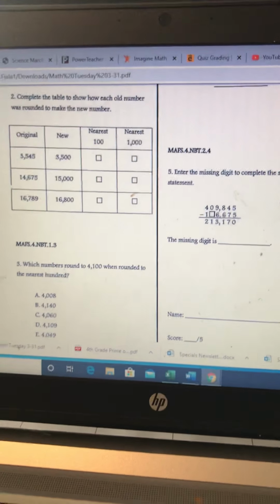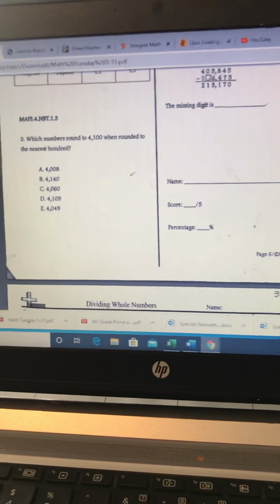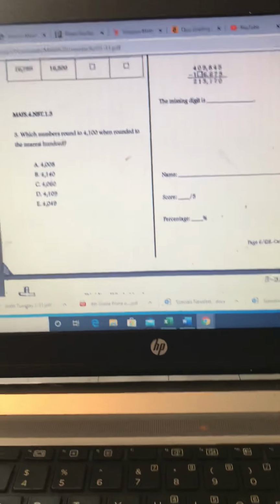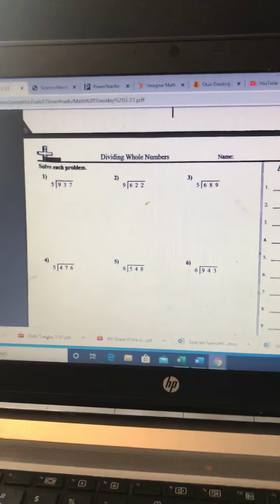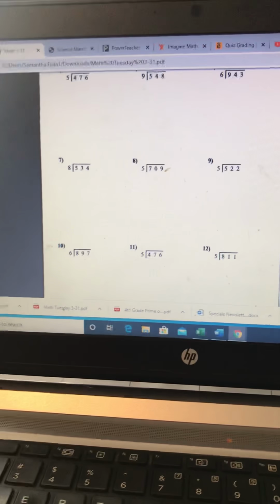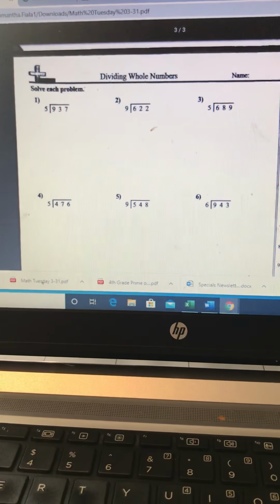If you have any other questions on those 2 pages, you can message me on Edmodo and I will be glad to help you. Today's lesson, though, is on dividing, which is also review. So this entire page you should be able to do by yourself, and you should be able to check your work with multiplication. Okay, and that should help you out.